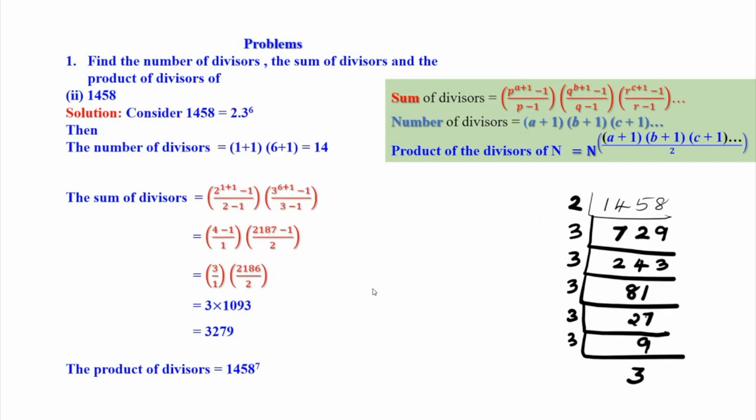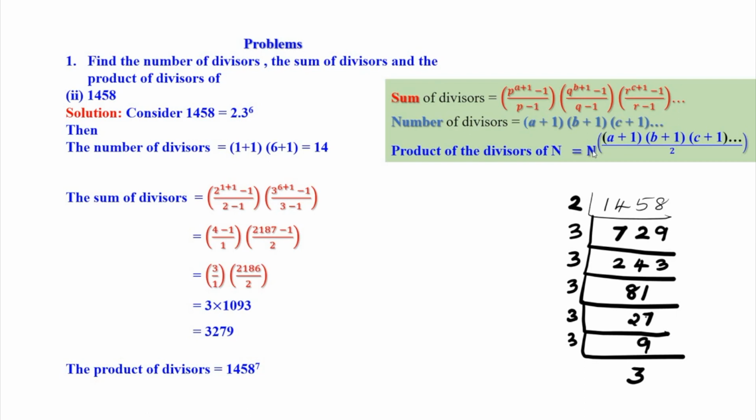In the same way, if the number given is 1458, then performing this division, we have it written as 2 into 3 power 6. Then the number of divisors: a is 1, so a plus 1 means 1 plus 1, and b is 6, so 6 plus 1, and the product gives us 14.